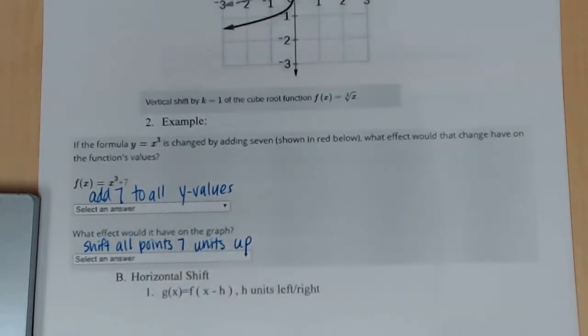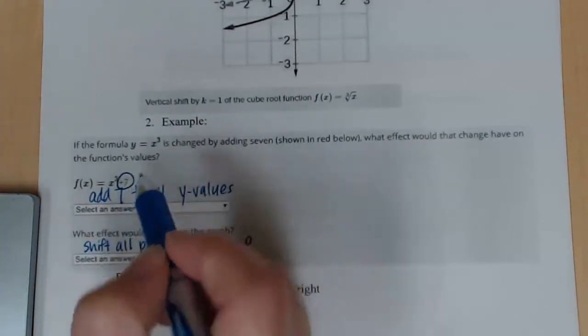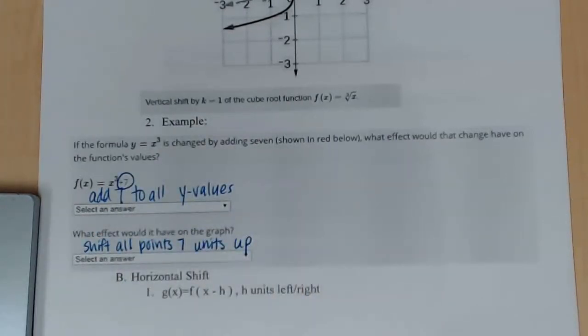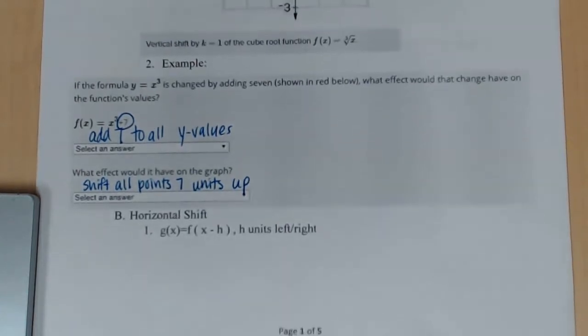And so at the end of the day, what do I want you to know? I want you to understand that this number that's being added on the outside of the function, or to the parent function, moves it up and down. If it's addition, it's going up. If it's subtraction, it's going down. And again, at the end of this section, I'm going to put all of these concepts together. So let's look at the next one.